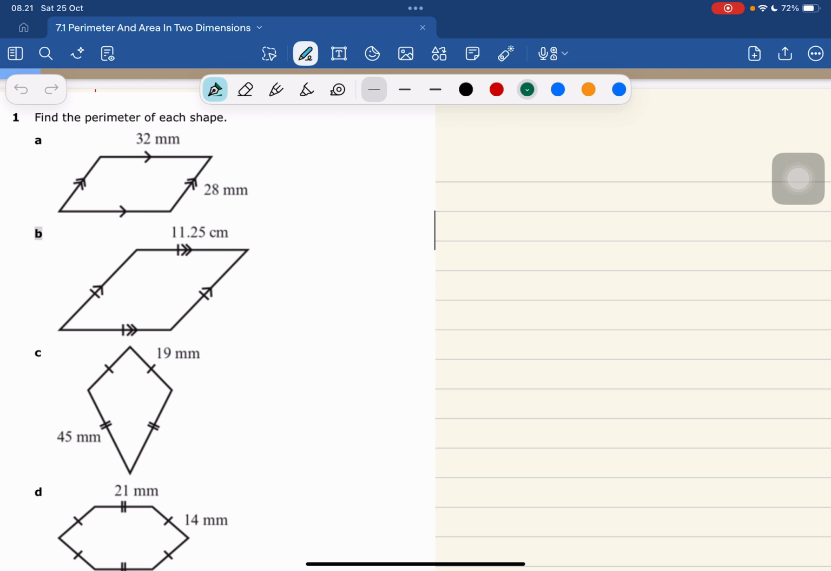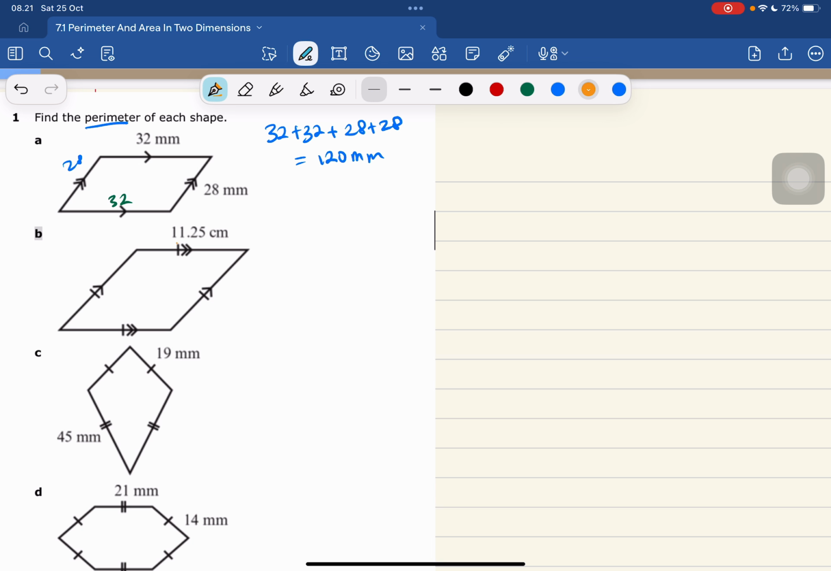This is a parallelogram, so we got 32, here also needs to be 32. This is 28, so this is going to be 28. For perimeter, we just need to add all of the sides. So we got 32 plus 32 plus 28 plus 28, so a total of 120 millimeters, the perimeter.